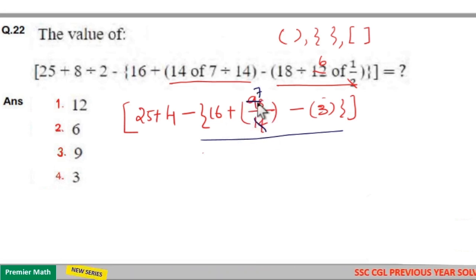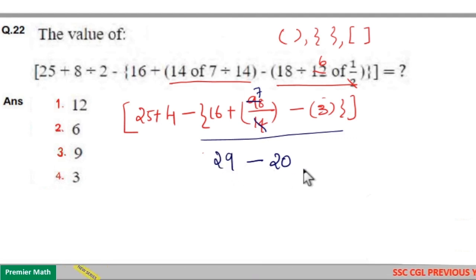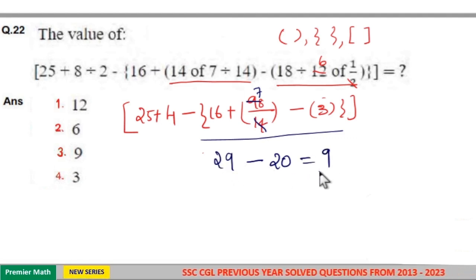Now 16 plus 7 is equal to 23. 23 minus 3 is equal to 20. Remaining 25 plus 4 is equal to 29. So 29 minus 20 is equal to 9. Option 3 is your answer.